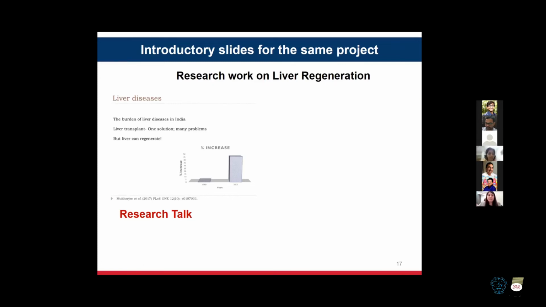Sure. Thank you. Yeah. So like I mentioned before, you have to interact sometimes with the scientific audience and then sometimes with the non-scientific audience. So here is my friend. She's talking about liver cell regeneration and the possibility of organ transplant when she is interacting with her departmental colleagues.